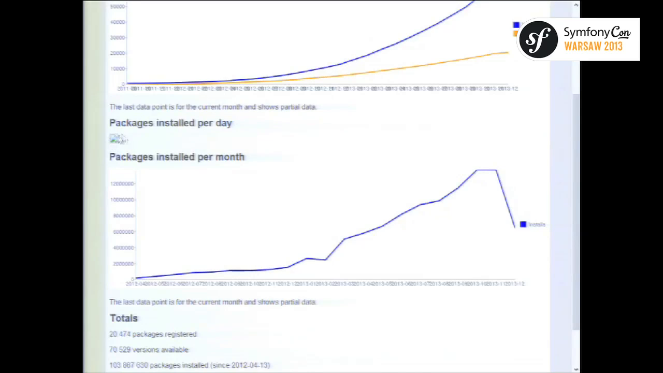Also, if someone wants to fix this graph, that would be nice. I think it's been broken for a year now. And this one too is not so nice anymore.